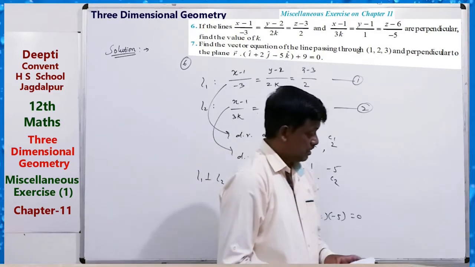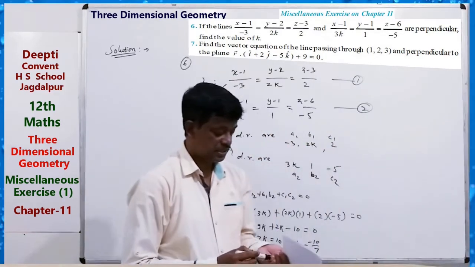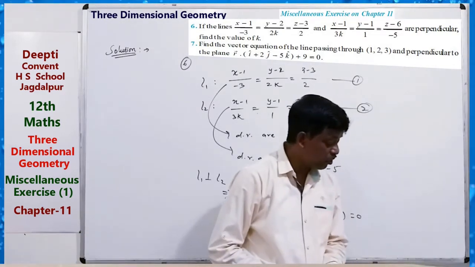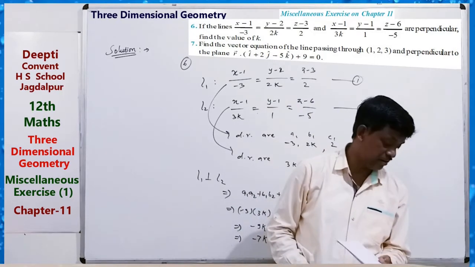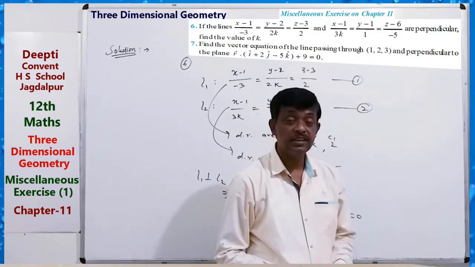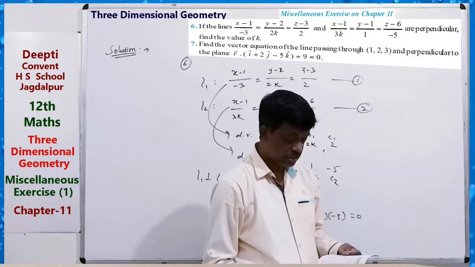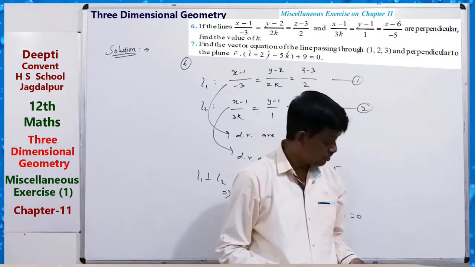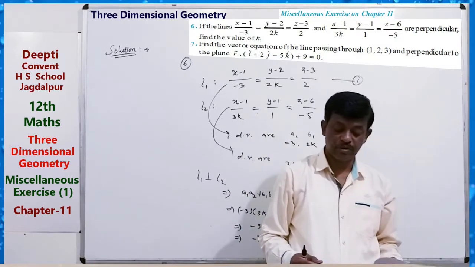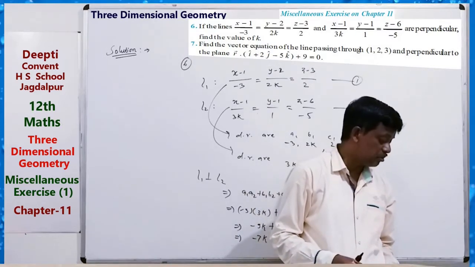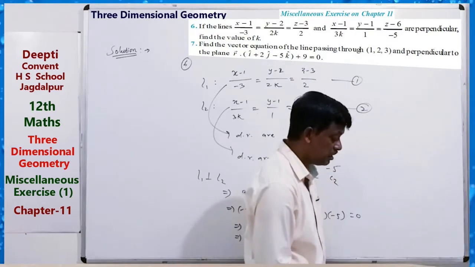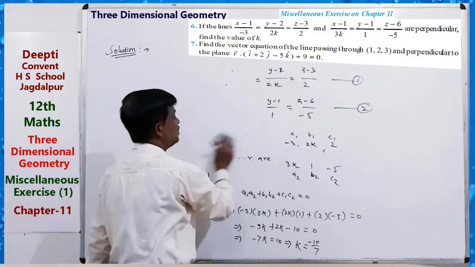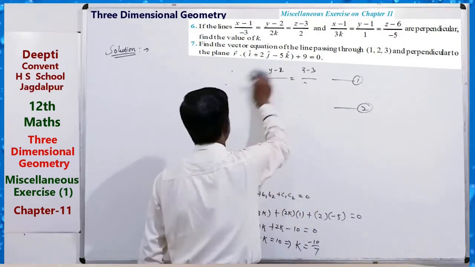Okay. Now question 7. Question 7 is given as: find the vector equation of the line passing through the point 1, 2, 3 and perpendicular to the plane. We just have to find the equation of the line. Clear?